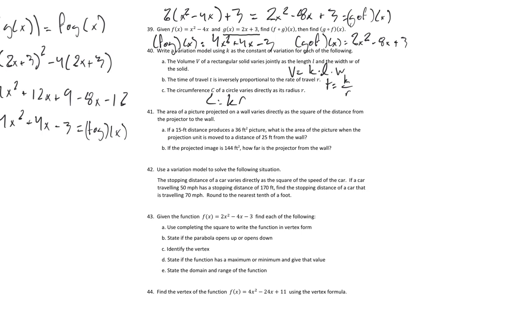Okay, so it varies directly as the distance, so let me just write an equation we can write here. Maybe we can say A, the area, is a square of the distance, so d squared, and it varies directly, so times k. Okay, so let's use this first bit of information, 15-foot distance, 36 square foot picture, so that would be 36 equals 15 squared times k.